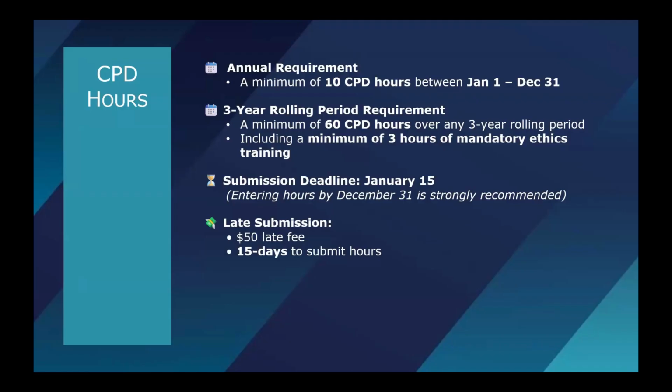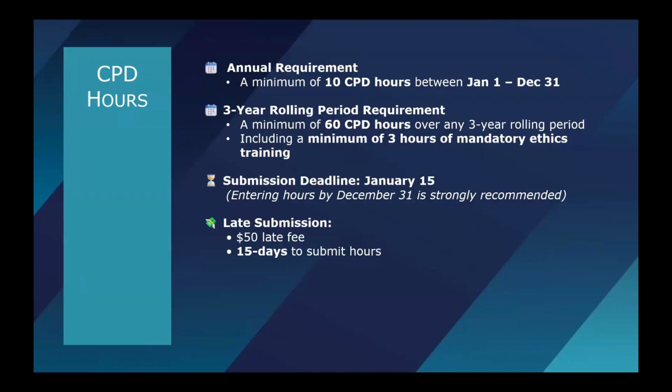The CPD requirements have two components. There's an annual requirement, which is a minimum of 10 CPD hours between January 1st and December 31st of every year. Then there's also a 3-year rolling period where a minimum of 60 CPD hours is required over any 3-year rolling period. And within that 60 hours, there's a minimum of 3 hours of mandatory ethics training.